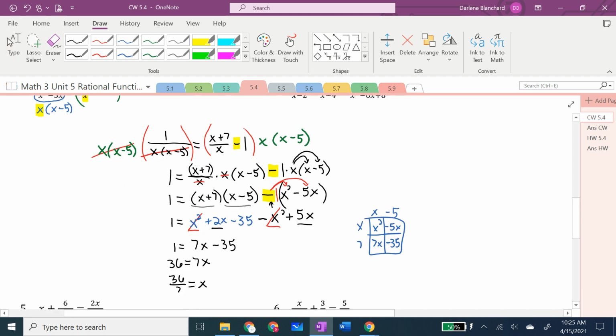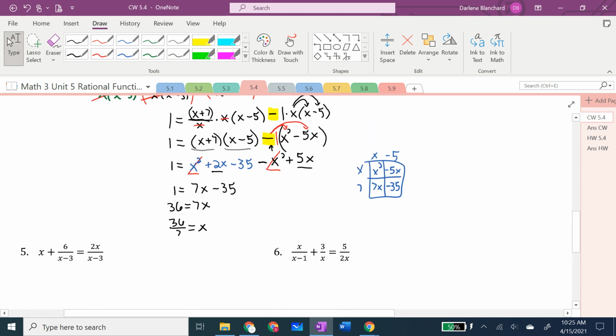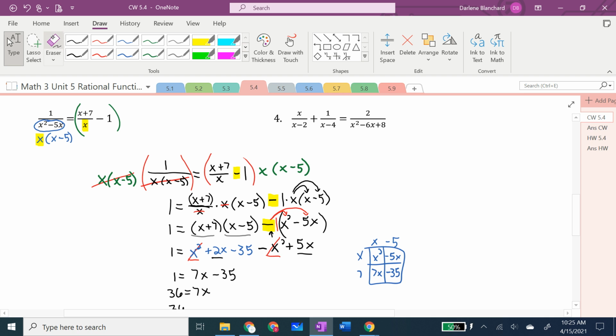However, thinking about it, this could get tiresome if I do too many different ways for each problem. So let's go to the next one. Sound good?